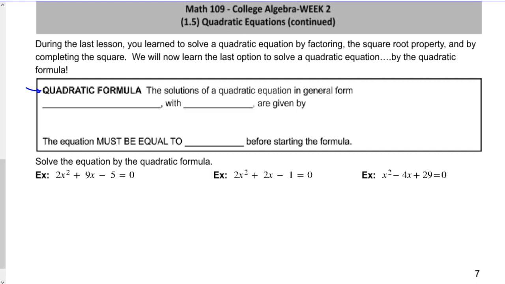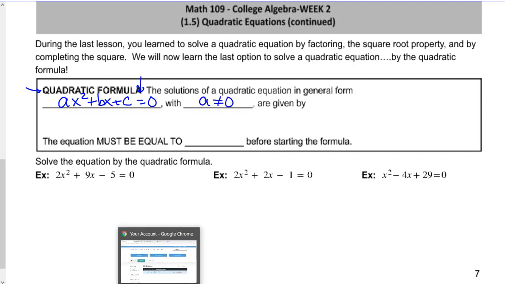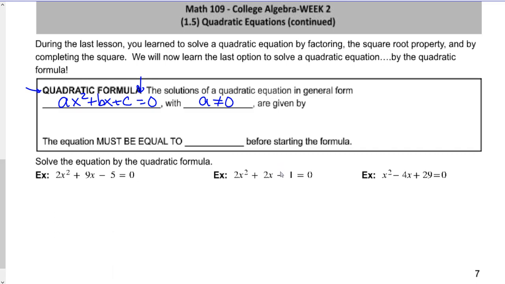So the solutions, which are the answers that make this equation true, of a quadratic equation in the general form, ax squared plus bx plus c equals 0. Notice that part right there, equal to 0, with a not equal to 0, are given by. Now, it is a big formula. I'm going to write it over here so I have enough room.